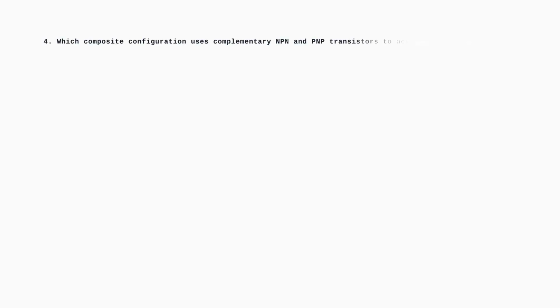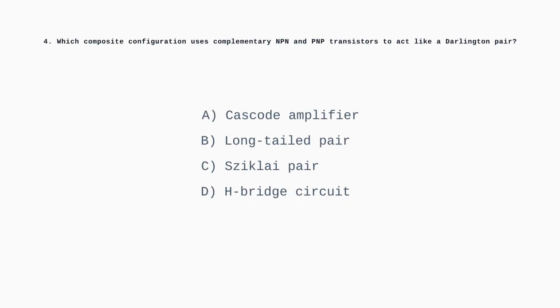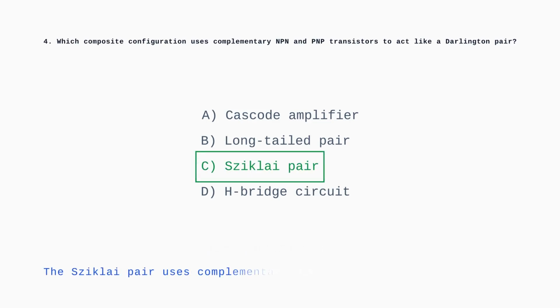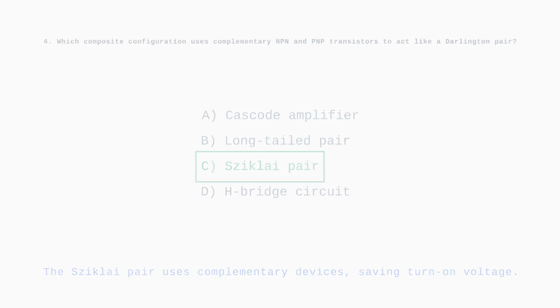Question 4. Which composite configuration uses complementary NPN and PNP transistors to act like a Darlington pair? The Sziklai pair, also called a complementary Darlington, combines an NPN and a PNP transistor, requiring only a single diode drop to turn on.